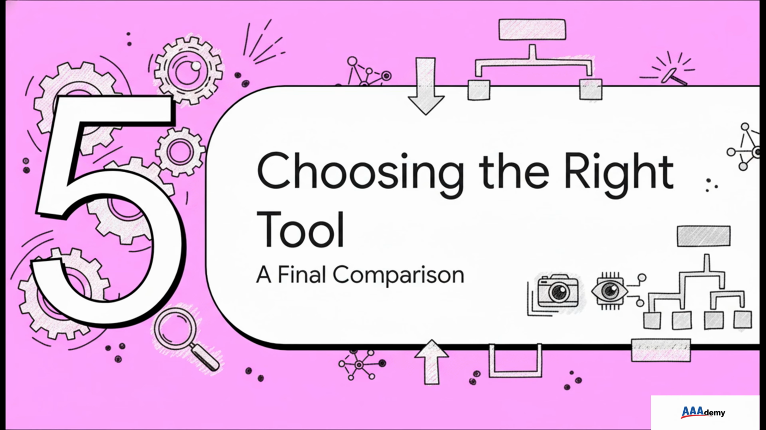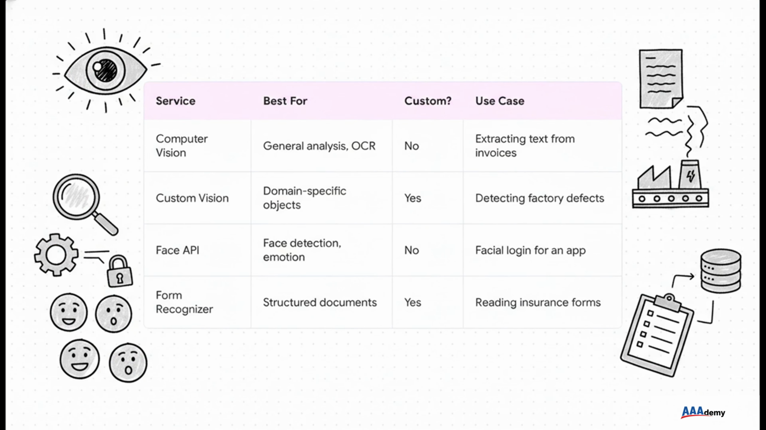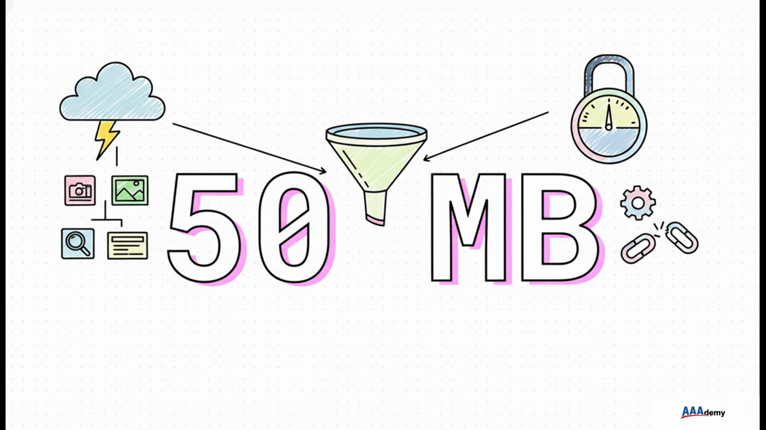All right, so we've peeked inside Azure's Vision Toolbox and seen all the cool gadgets. To wrap things up, let's create a simple guide for how to pick the perfect tool for your next project. Think of this table as your ultimate cheat sheet. Need to do general stuff like reading text? Stick with the standard computer vision API. Need to spot something super specific to your business? That's a job for Custom Vision. Anything to do with faces? You'll want the Face API. And if you're pulling data from specific forms, like insurance claims, there's another specialized tool called Form Recognizer that's built for exactly that.